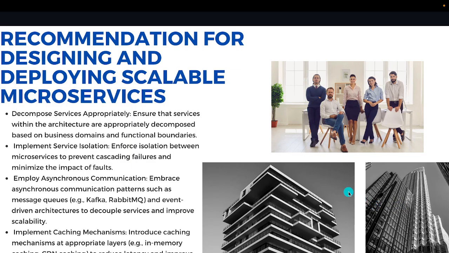So for recommendations for designing and deploying scalable microservices: first, decompose services appropriately, implement service isolation, employ asynchronous communication, and also implement caching mechanisms. So thank you everyone.